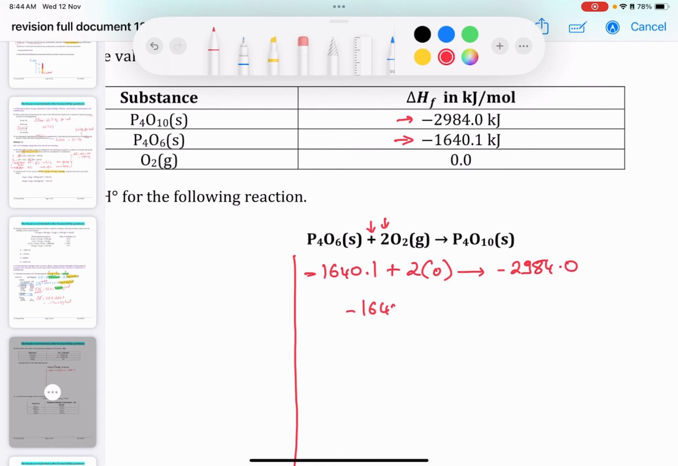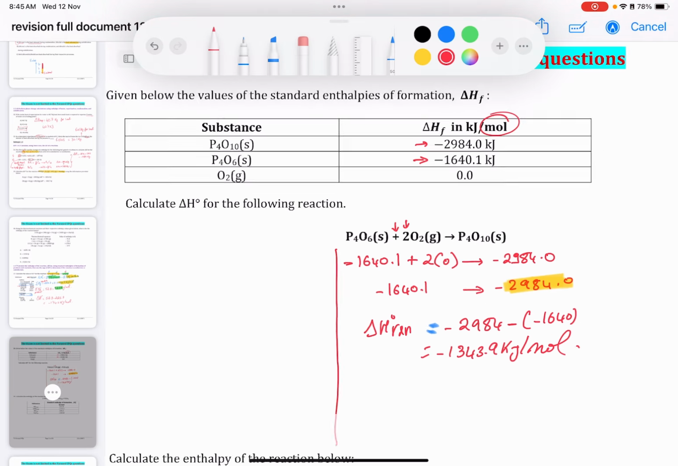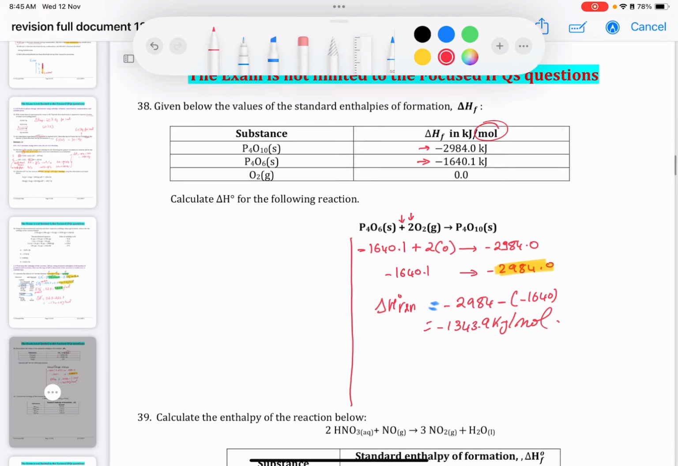Now let's solve this. It's 1000.1 and this one. Now, enthalpy of the reaction is final minus initial. So, final minus initial. And the final answer is negative 1343.9 kilojoule per mole.